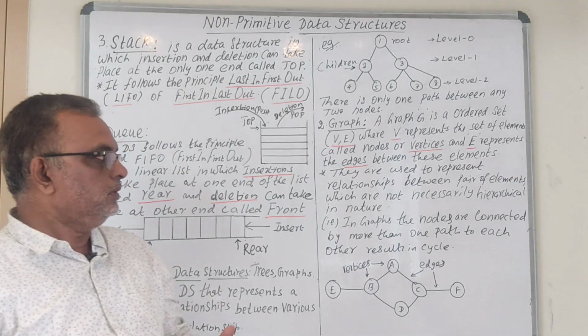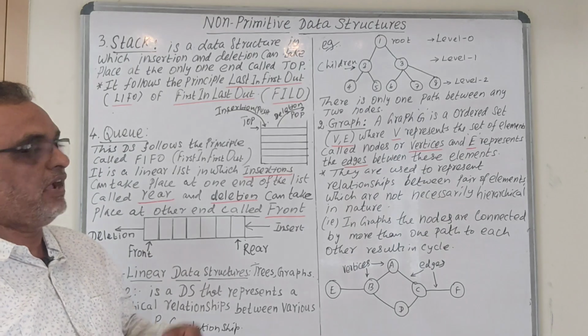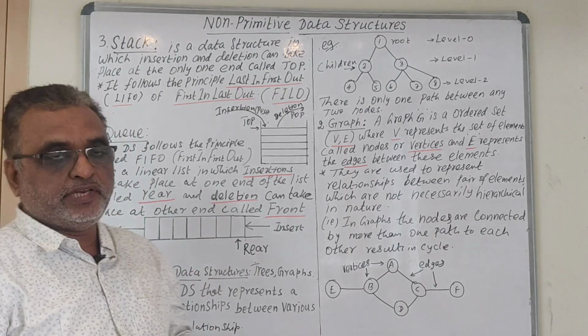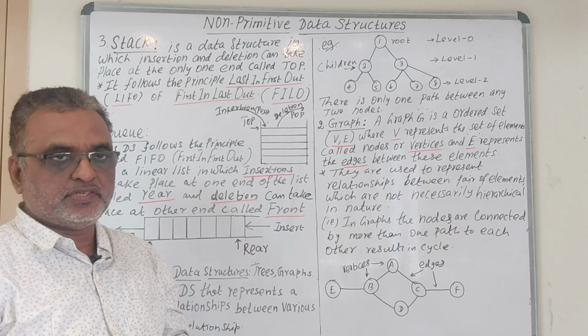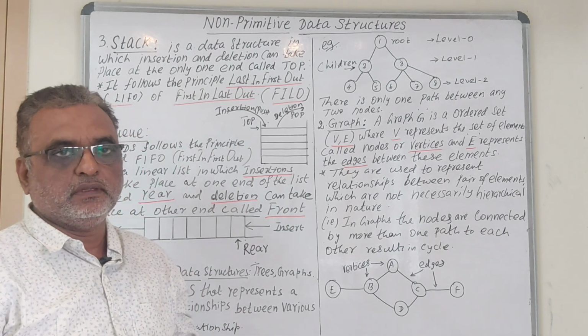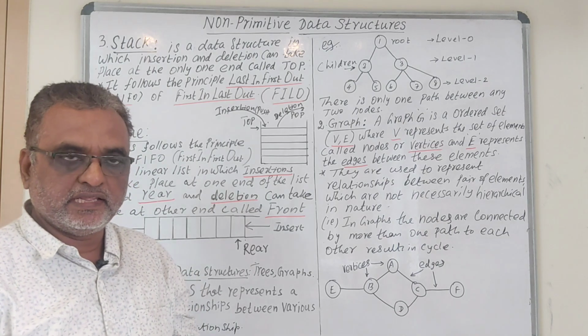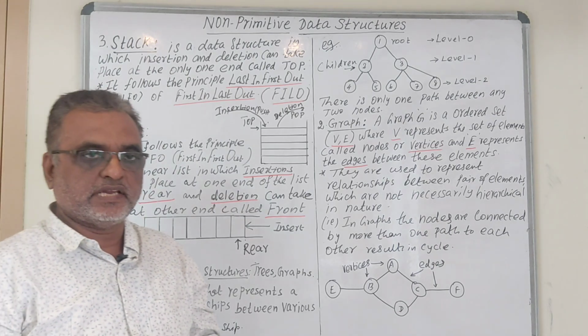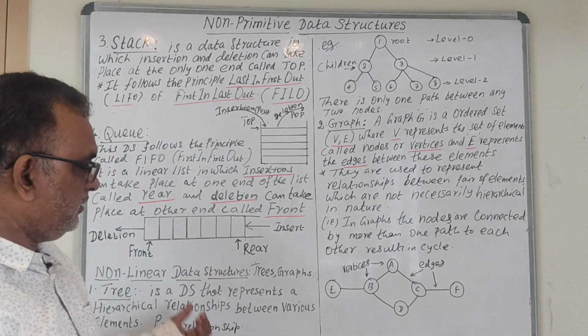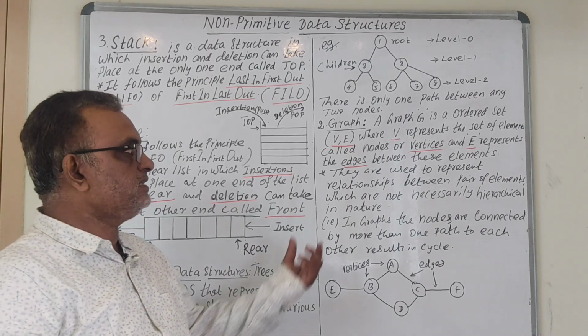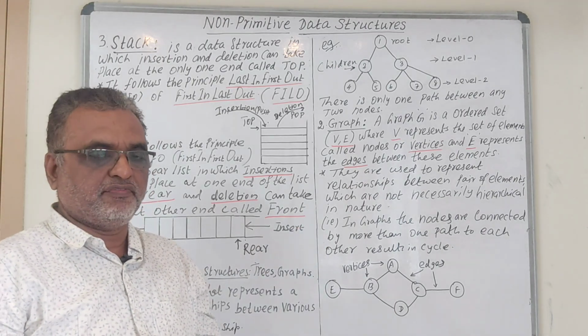So in this video we have discussed the different types of non-primitive data structures. We discussed linear data structures like arrays, linked lists, stacks, queues, and in non-linear data structures we discussed trees and graphs.